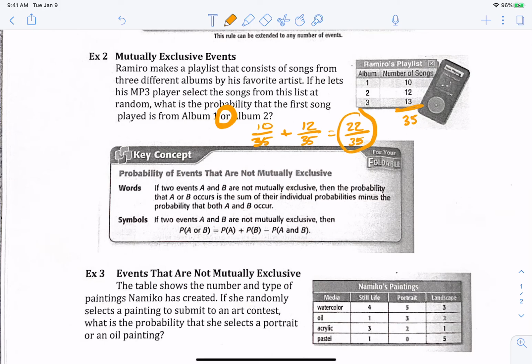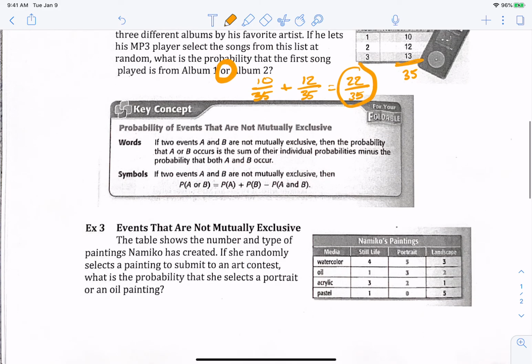Make sense? Okay. Now, not mutually exclusive, or I call them inclusive. So if you want to do inclusive because it's a lot less to write, then not mutually exclusive, that's fine.